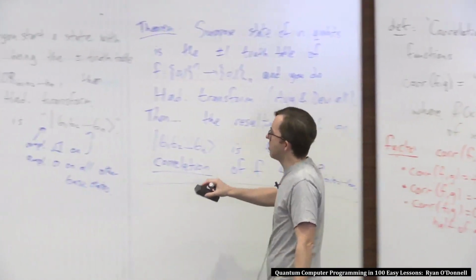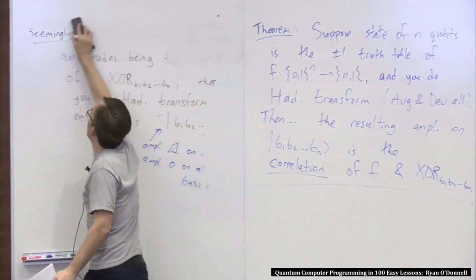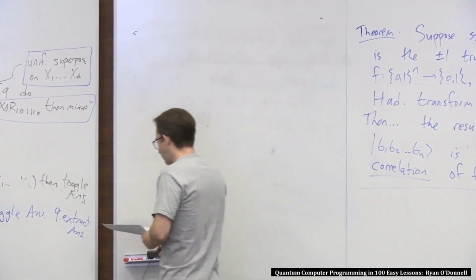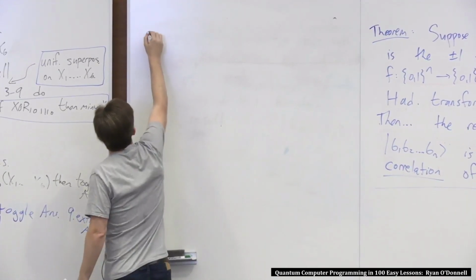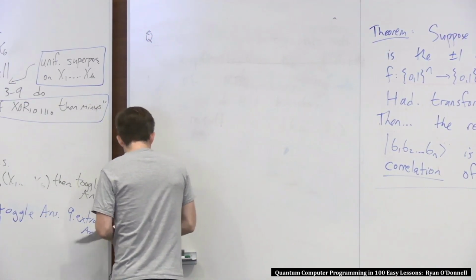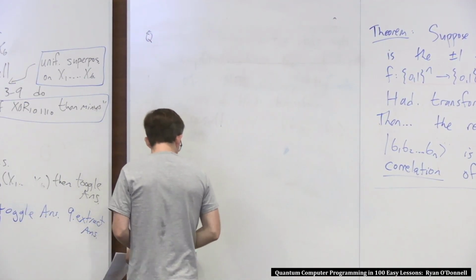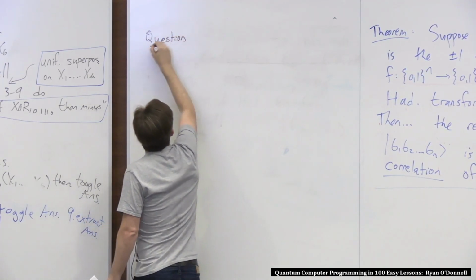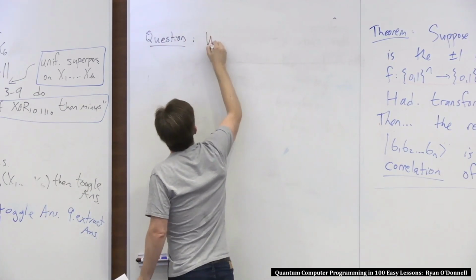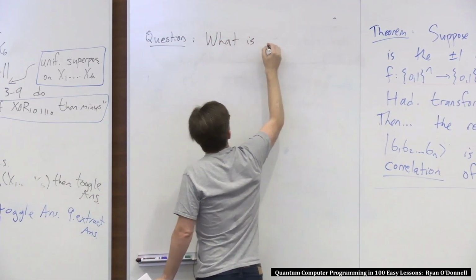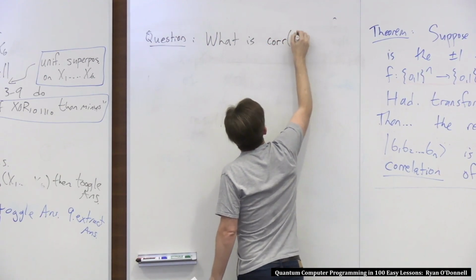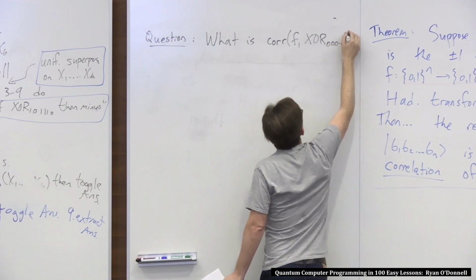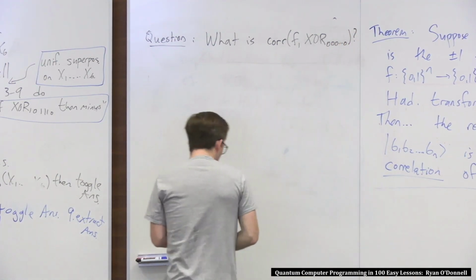Before we do that, let's just do some more examples or think about this a little bit more before we eventually dive into proving this theorem. So here's a question I want you to think about. If I give you some function f, what is the meaning of the correlation of f with this XOR function, XOR sub 0, 0, 0, dot, dot, dot, 0? What do you think about that in words?